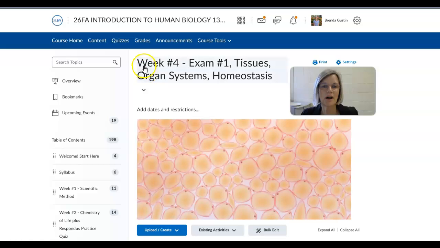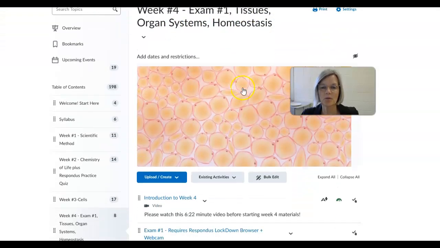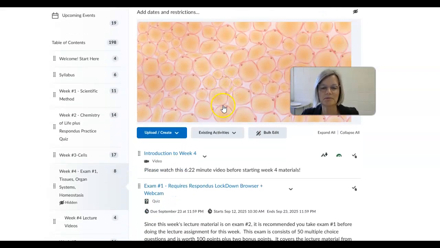So meanwhile, we're on week number 4. We have exam number 4 this week. And the topic for lectures: tissues, organ systems, and homeostasis. Oh, there's some lipid cells, some fat cells, adipose.